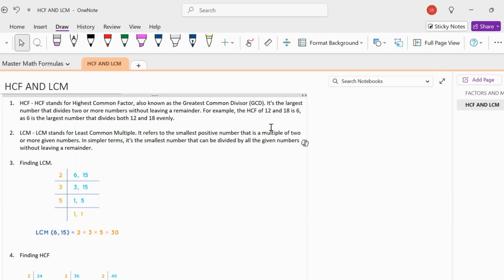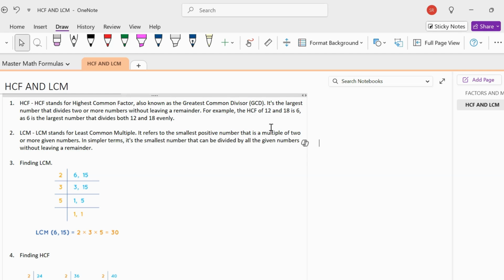What is HCF? HCF stands for highest common factor, also known as the greatest common divisor. It is the largest number that divides two or more numbers without leaving a remainder. For example, the HCF of 12 and 18 is 6. That is, 6 is the largest number that divides both 12 and 18 without leaving a remainder.